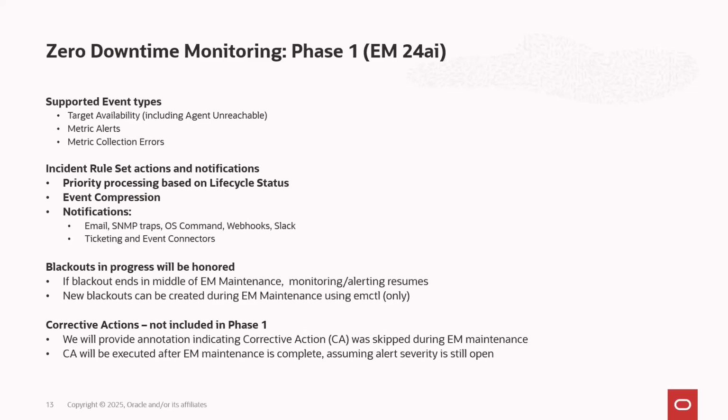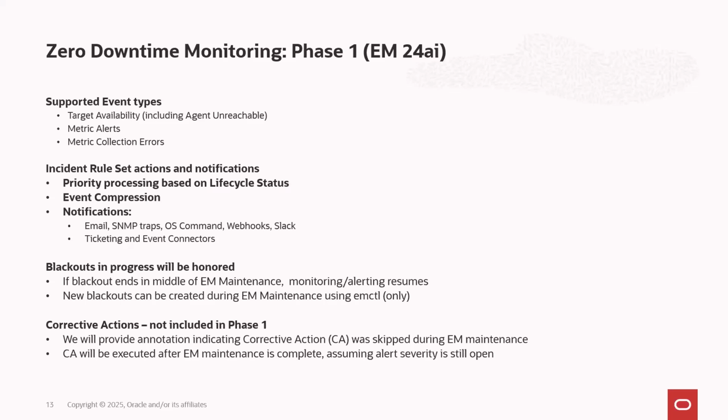This means a target availability event type, the up-down event types, including agent unreachable. We'll support metric alerts and also metric collection errors. From the perspective of incident rule actions and notifications, all of these will be supported. Priority processing based on lifecycle status, event compression, whether that's using event compression policies or event compression logic that is embedded inside your incident rule set. These notification methods: email, SNMP traps, OS command, webhooks, and Slack, as well as ticketing and event connectors.